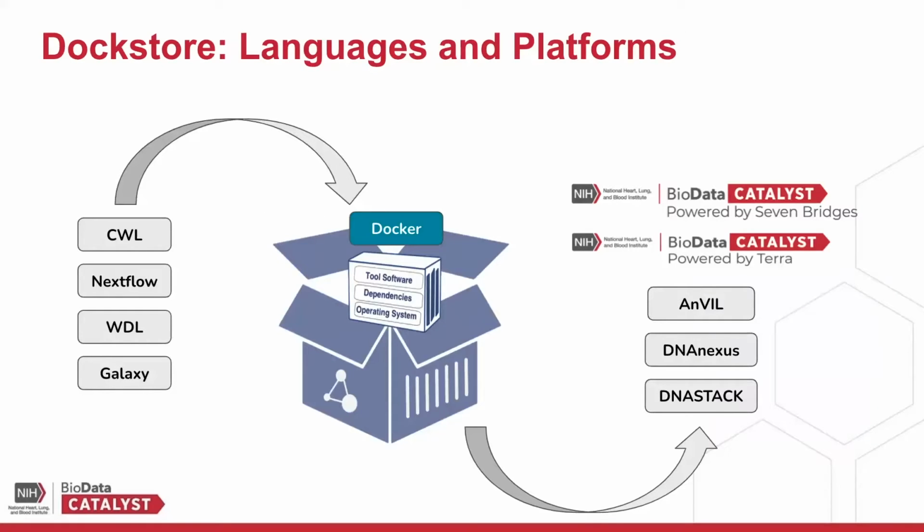So to overall explain the construct of how Dockstore works, this is just a schematic diagram. You have all of these different descriptor languages like CWL, Nextflow, WDL, Galaxy, etc. And these combined with Docker, which has all of the tool software, dependencies, the operating system, you can combine these together and then launch them into different cloud computing platforms like BioData Catalyst powered by Seven Bridges, powered by Terra, and other cloud platforms like AnVIL, DNAnexus, DNAstack, etc.